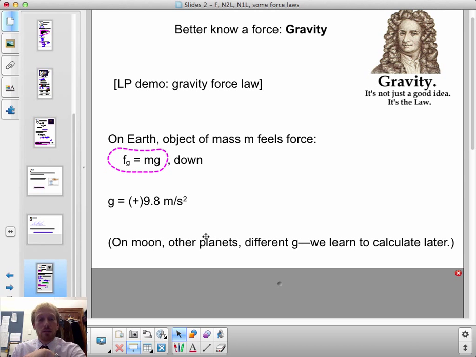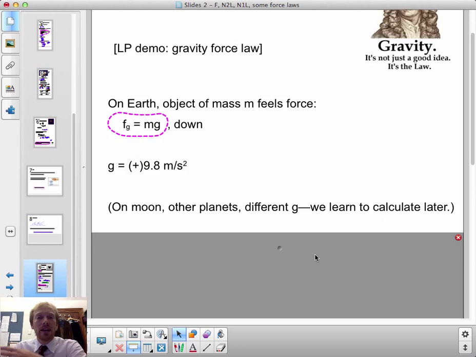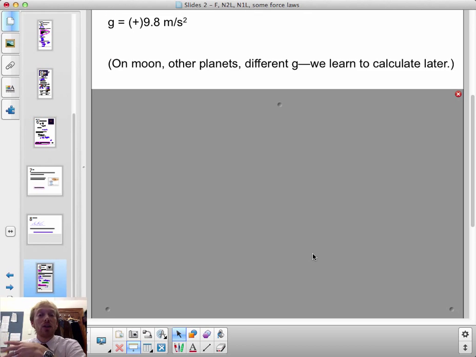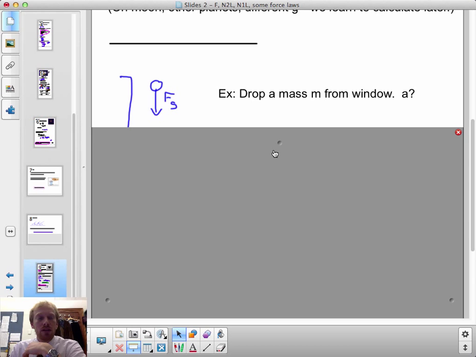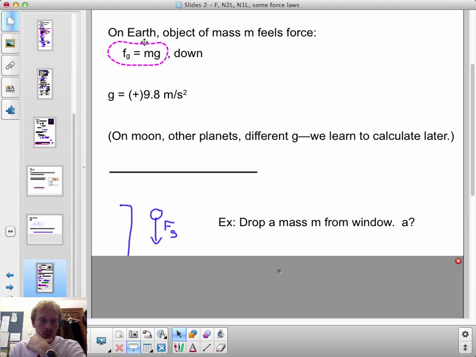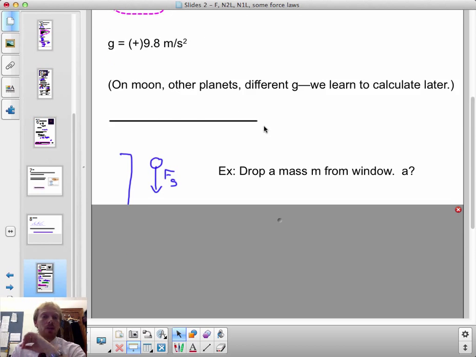As we talked about during kinematics, there are different values for g, the local gravitational field, or the local acceleration due to gravity, at different places in the universe. And we will actually get good at calculating the value of g around gravitating bodies. But for now, on Earth, g has the value of about 10 meters per second squared, and therefore the gravitational force on a mass m is about m times 10 meters per second squared.